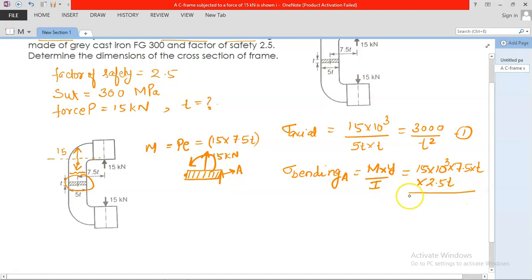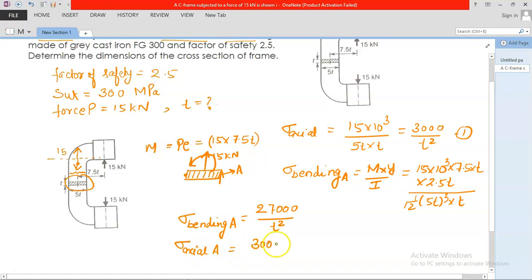What is the moment of inertia? The moment of inertia will be 1 by 12 into 5t whole cube into t. So if we simplify it, sigma bending at A will be 27,000 divided by t square. Now at portion A, the axial load is the same, so sigma axial at A is also 3000 by t square.